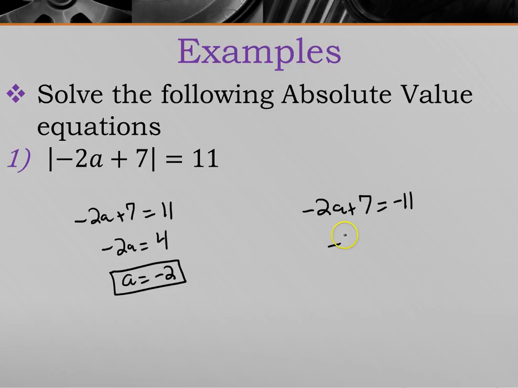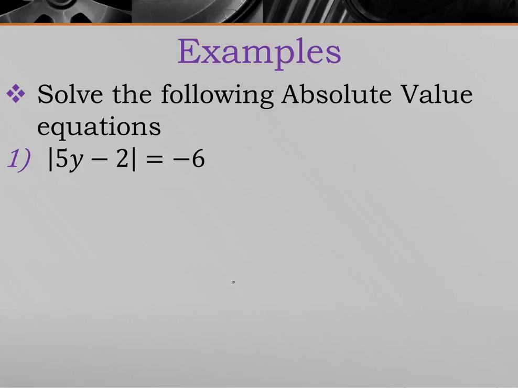Subtract 7. Negative 2a equals negative 18. We divide by negative 2. A equals 9. And again, I'm not going to plug it back in myself. You certainly could, and you'll find that both these answers work out. One will get you absolute value of 11, which equals 11. The other will give you the absolute value of negative 11, which also equals 11. So you must always have two answers for these absolute value equations.